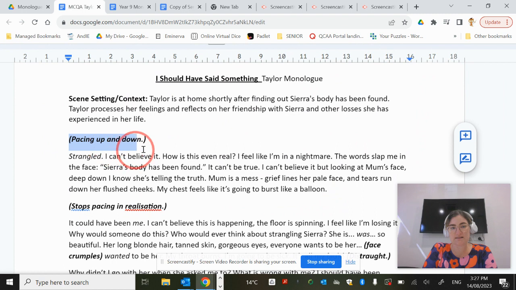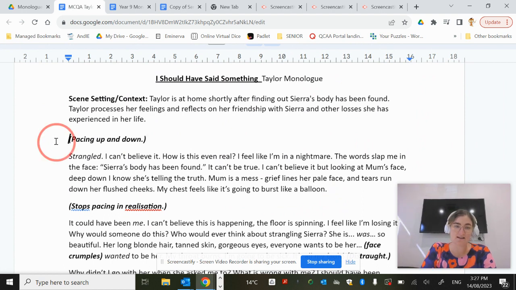You also need to have these things here too, which are called stage directions. It shows me physically what your character is doing because your monologue is all their thoughts. It's everything that they are feeling, it's their emotions going through their mind. So none of their actions, pardon, are included in the monologue because it's all their thoughts.